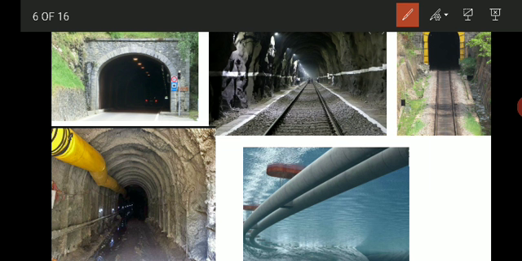So where are these constructed? When two places are separated by an obstacle. The obstacle may be a hill or a water body, right? So here are the different tunnels you can see. Underwater tunnels are there, and under the hill the excavation is done and the tunnels are constructed.